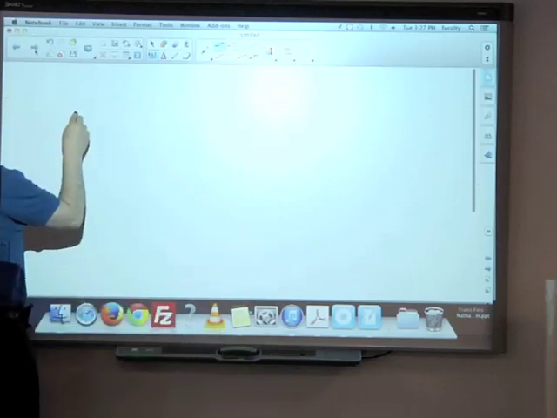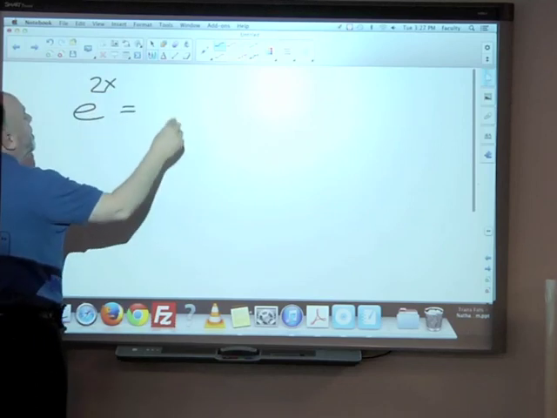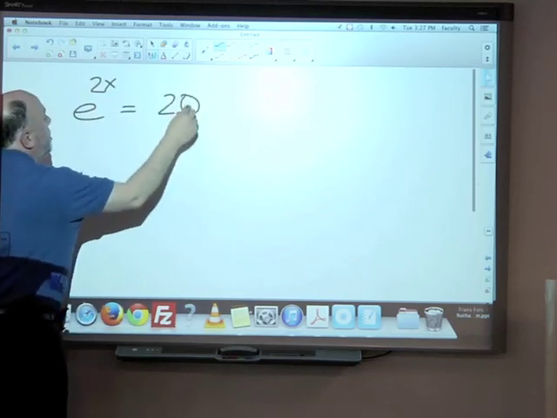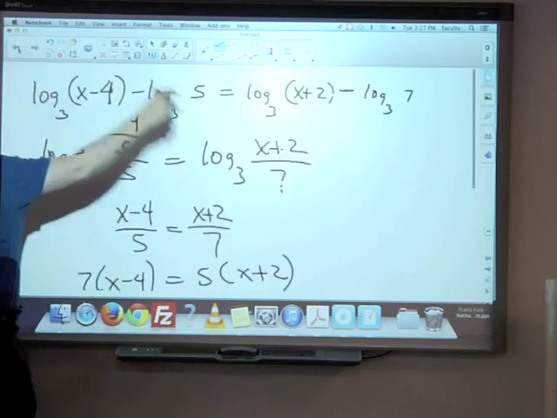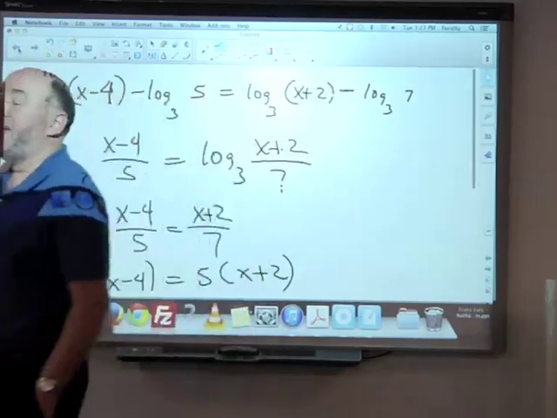I'm sorry, real quick. The last problem, that was the A equals B, right? If the log of A equals the log of B, then A has to equal B.